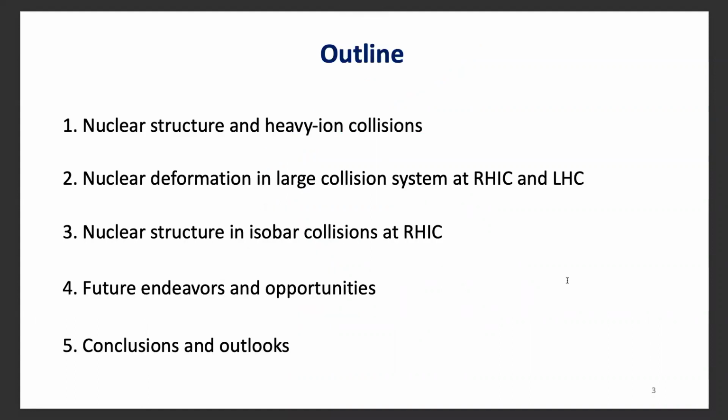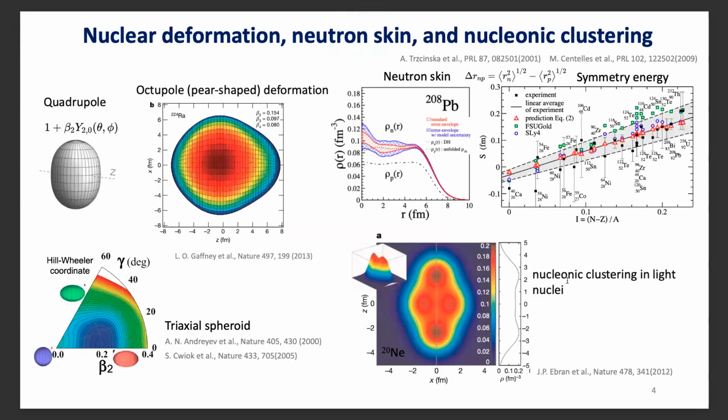And this is my outline. First of all, I will introduce the nuclear structure and the heavy ion collisions. Next, I will show some results in the large collision system at RHIC and LHC. And in the third part, I will show the isobar collisions at RHIC, and I will give some future directions and opportunities. And finally, I will show some conclusions and outlook.